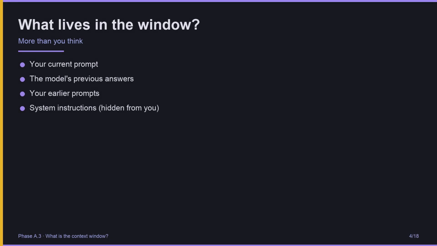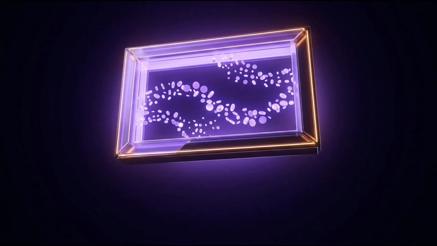What actually lives in the context window? More than you might think. Your current prompt, of course. But also, the model's previous answers, your earlier prompts in the same chat, and usually some hidden system instructions from the provider that you never see. All of that, every token of it, sits in the window together. The model sees all of it at once when deciding what to write next. Everything in your chat, every prompt, every answer, sits in the window together. The model sees all of it.